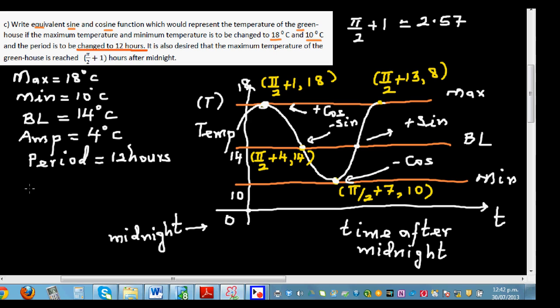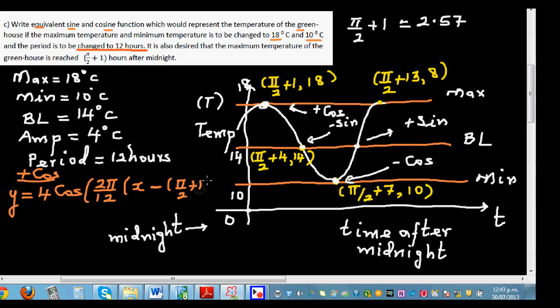So let's write it as a positive cos graph, which means you're starting at the maximum. The equation would be y equals the amplitude, 4, cos of 2 pi divided by the period, which is 12, times x minus the starting point. The starting point is pi by 2 plus 1, close the bracket, one more bracket, plus the baseline. The baseline is 14. So this is as a positive cos graph.